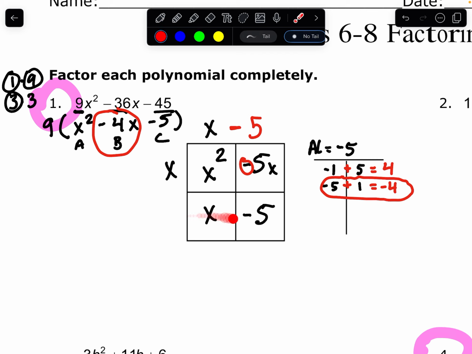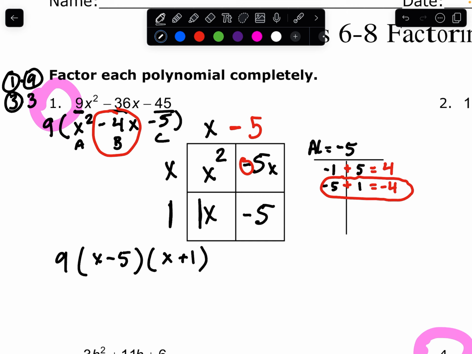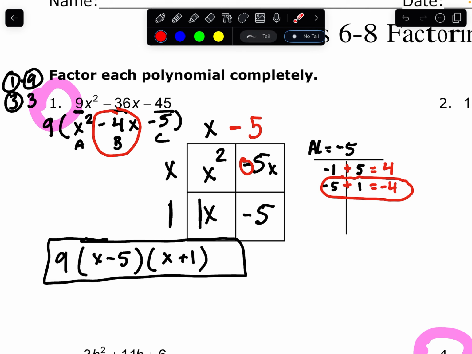And then I have x and negative 5, and some people are like, well, they have nothing in common, but remember this is 1x. If you can't find anything, you put a 1 there, right? So my answer here is going to be the 9 that I pulled out already times x minus 5 times x plus 1. Remember, you can write that either way. One of the biggest things I got was you can put the 1x here and the negative 5x here. Nothing's going to change in your answer. You're still going to get the right answer. So there's that one.